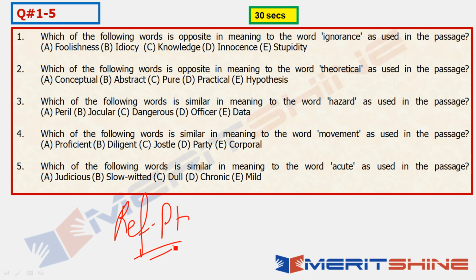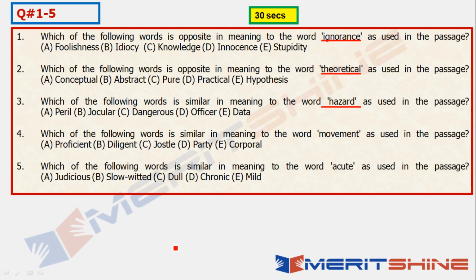This is called reference point. So we were to identify the reference points in the questions. So let's see which were the reference points in the questions. Question number 1. Which of the following is the opposite of the meaning of the word ignorance? So this is the reference point. When you find out where in the passage ignorance has been used. Second one, theoretical. Third one, hazard. Fourth one, movement. Fifth one, acute.